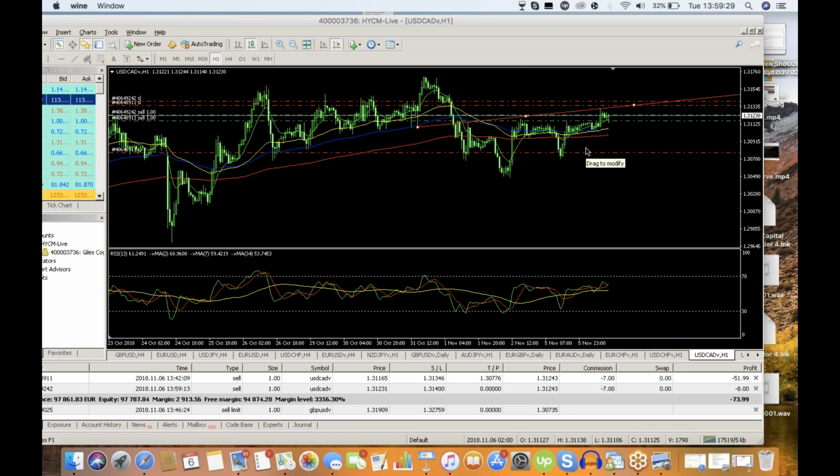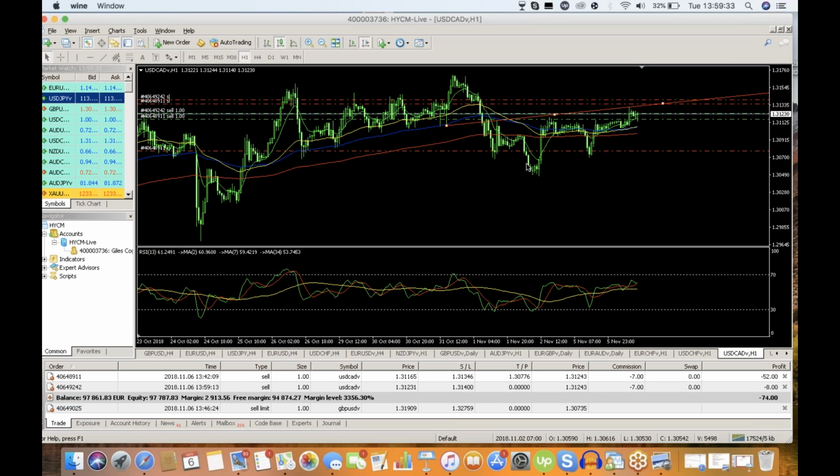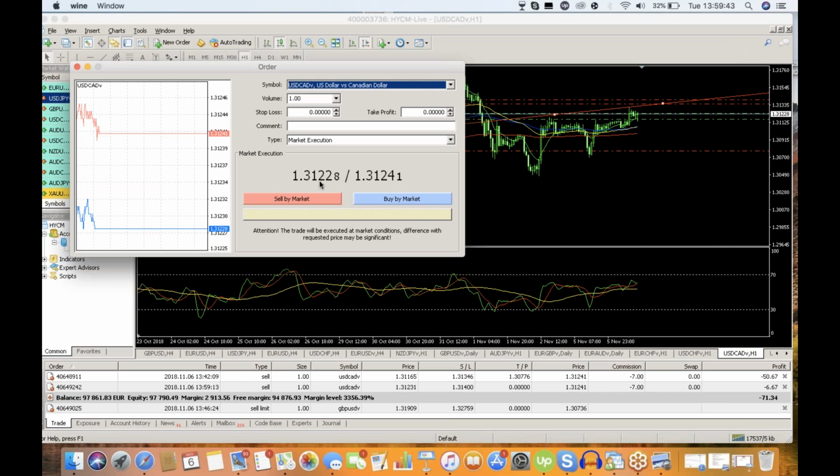So this is when you're buying or selling by market, and all buying or selling by market means is buying at the price where it currently is. Okay, so a couple of things to check when you're buying or selling by market. You want to check what the spread is. Now the spread is the difference between the bid and the ask price. So you see here, you've got the first price 1.3122, and you've got the second price 1.3124. So the spread is the difference between those two.